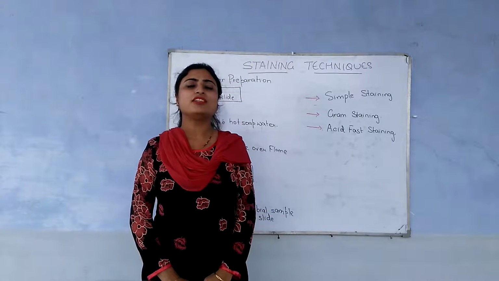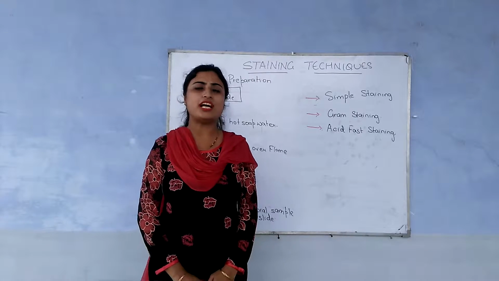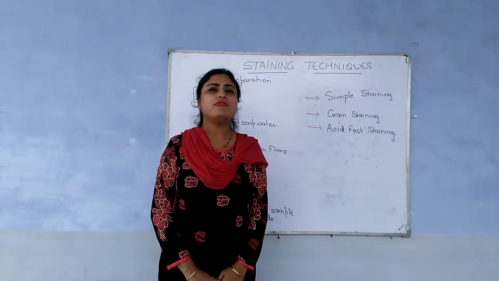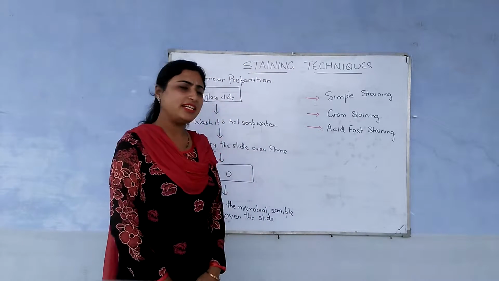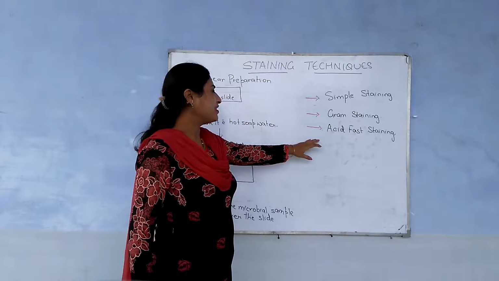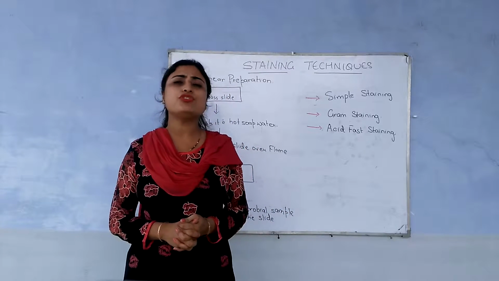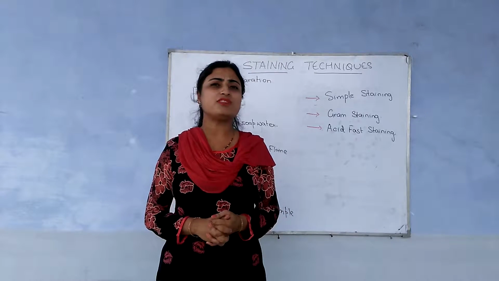Good morning everyone. Today we will discuss the different staining techniques which are used for the identification of bacteria. We will study the three basic staining techniques, that is simple staining, gram staining and acid fast staining. So before studying the various techniques, we should know how a smear is prepared.